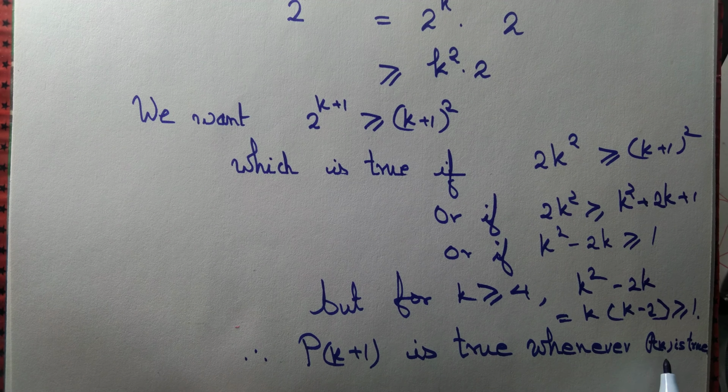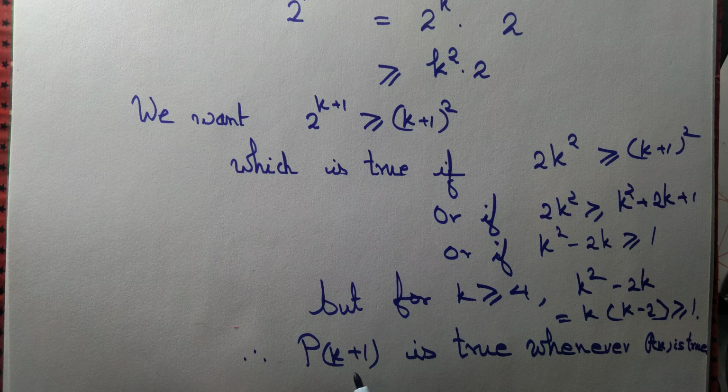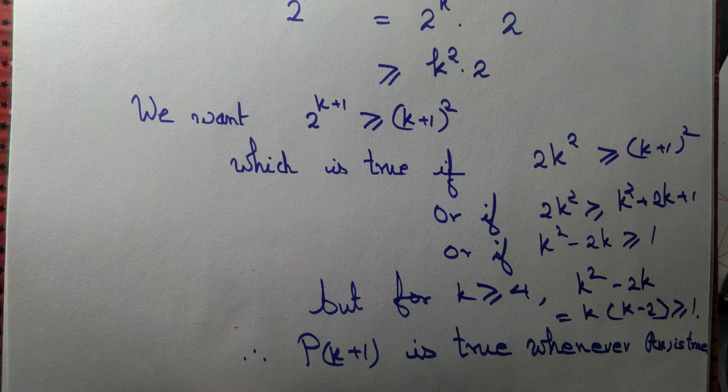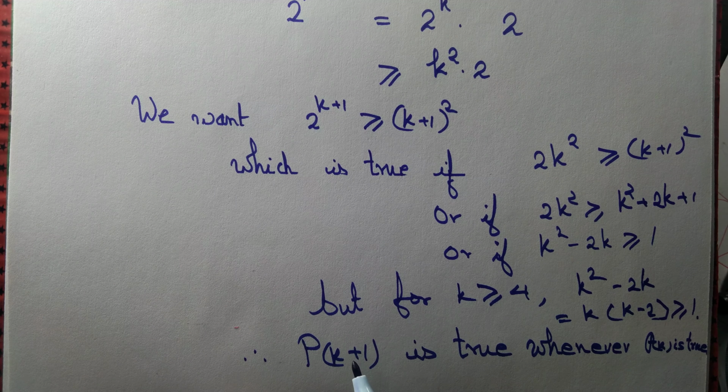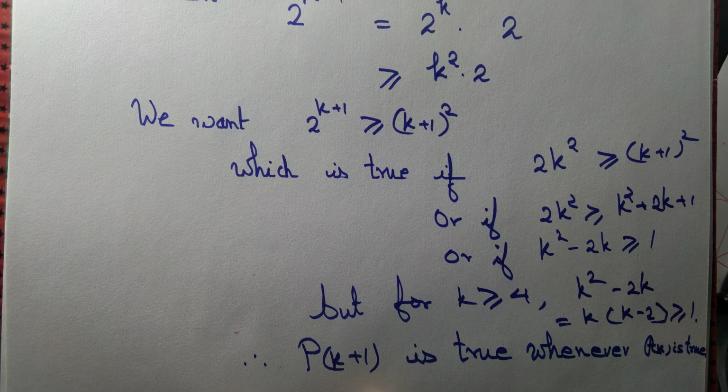Now, we are not starting with n equal to 1, we are starting with n equal to 4. If you take k equal to 4, then this says P(5) is true. Then again, if you take k equal to 5, then it says P(6) is true. Hence, by the principle of mathematical induction, P(n) is true for every n.